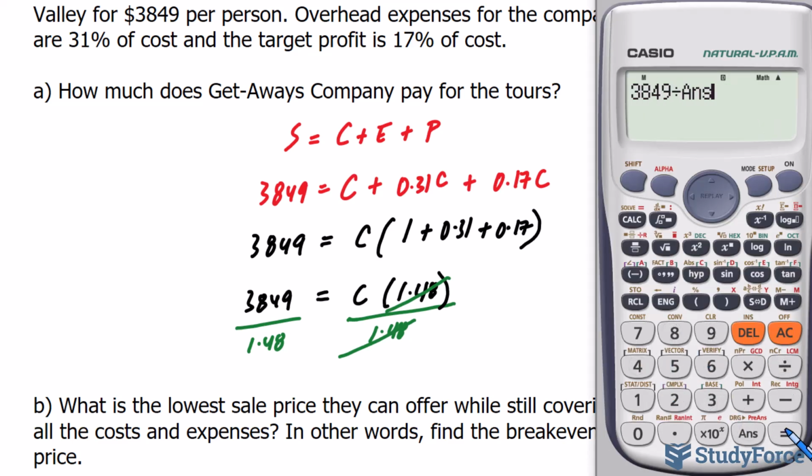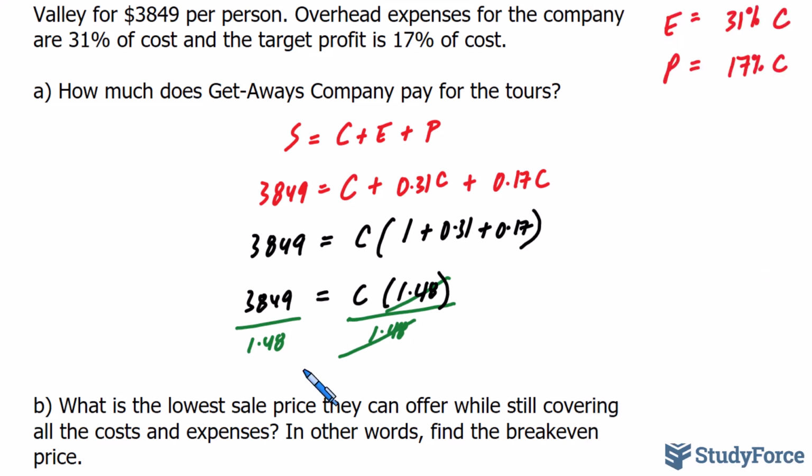3849 divided by 1.48. And we end up getting a cost of roughly $2,600.68 is equal to your cost. So that's how much you're paying for it as a business owner before you start selling it.